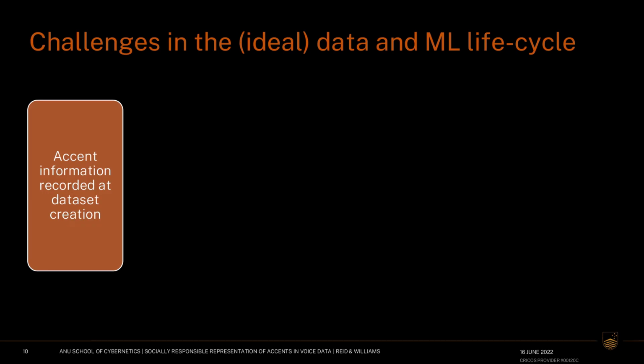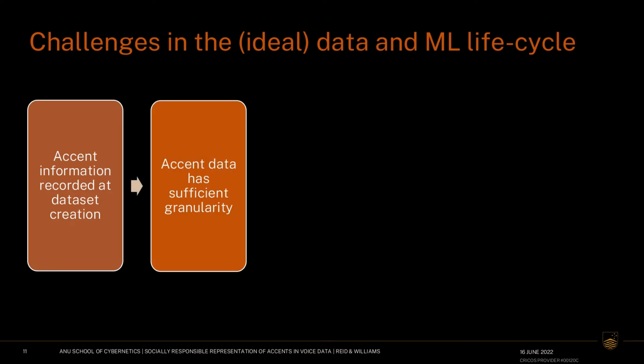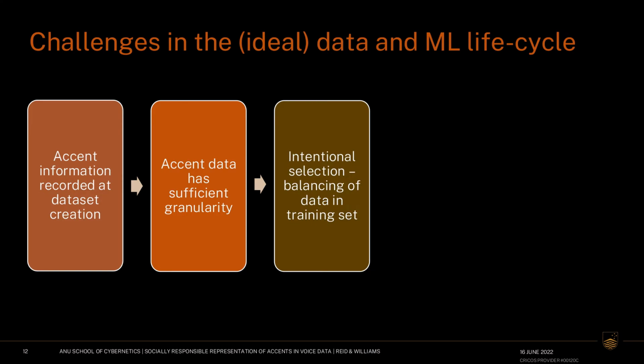Challenges throughout the data and machine learning lifecycle can also contribute to accent bias. Firstly, the accent of the speaker may not be recorded at the time that the voice data is captured. Even if the accent is recorded, it might use a label which is too broad, like British English, and so the variation in accents is not well described. This means the machine learning practitioner doesn't know what accents are in a dataset, so it makes it hard to intentionally balance the dataset that is used for training the model.